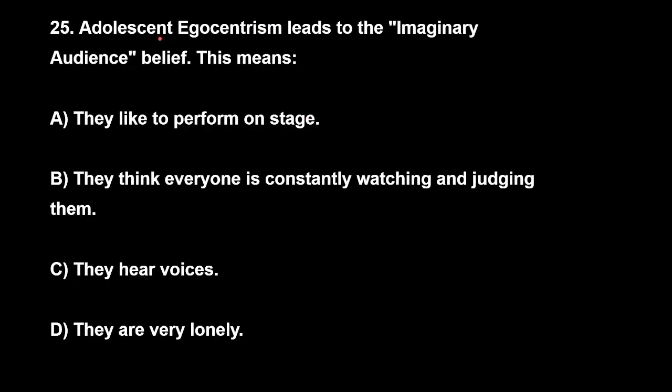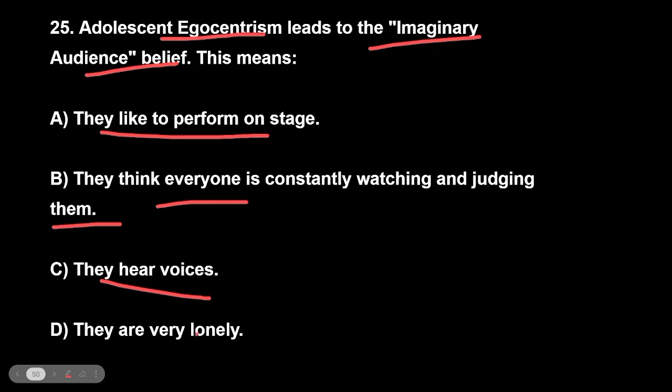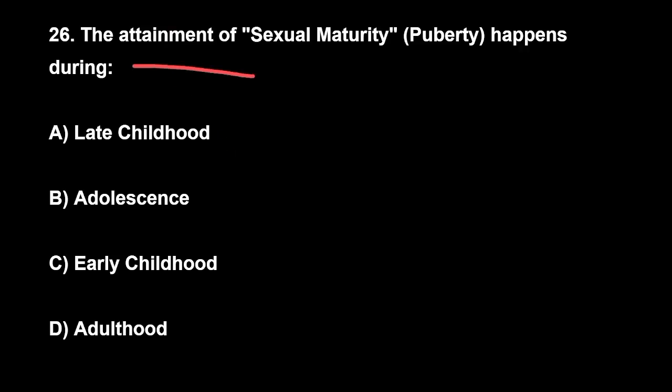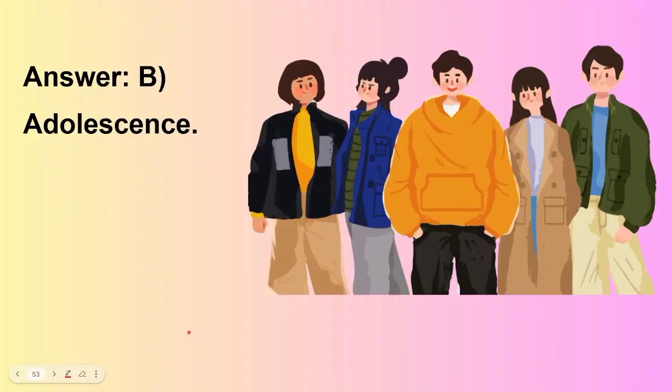Next question: adolescent egocentrism leads to the imaginary audience belief. This means they like to perform on stage, they think everyone is constantly watching and judging them, or they hear voices, or they are very lonely. The right answer is they think everyone is constantly watching and judging them. Next question: the attainment of sexual maturity happens during: late childhood, adolescence, early childhood, or adulthood. The right answer is adolescence.